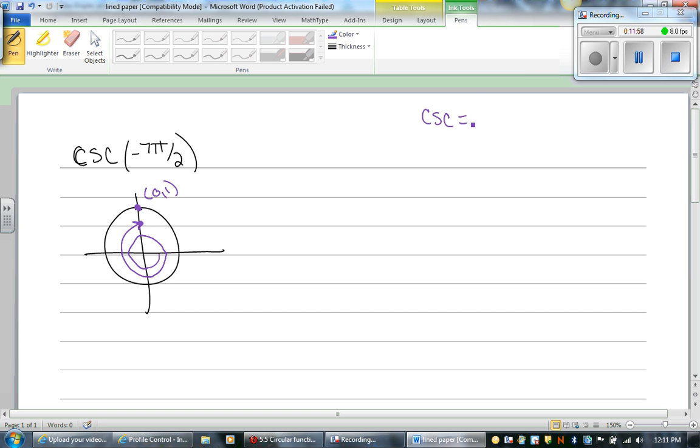Cosecant we know to be 1 over sine, or 1 over our y coordinate. So this is going to be 1 over our y coordinate, which is 1. So cosecant at negative 7 pi over 2 is going to be equal to 1.